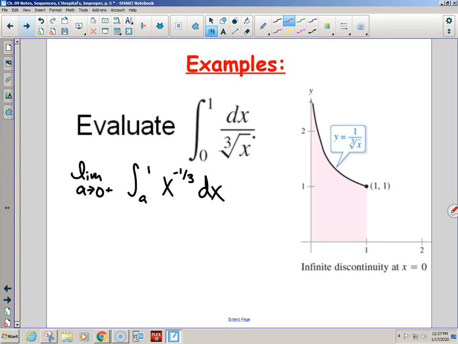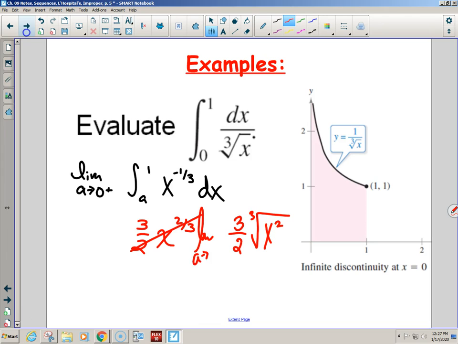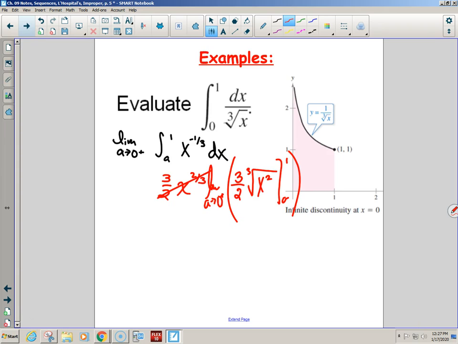Anyway, power rule, right? Plus 3 over 3 is 2/3, and then times the reciprocal, which is 3 halves, and then nobody wants to deal with that. Let's put that under a cubed root, right? Let's do 3 halves cubed root of x squared. Limit as A goes to 0 from above, this guy evaluated from A to 1. So then I have 3 halves, cubed root of 1 squared, which is just 1, minus cubed root of A squared, but I'm taking A to go to.